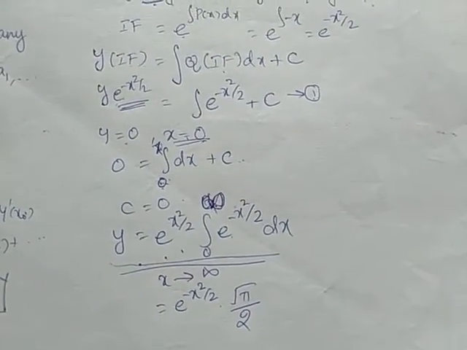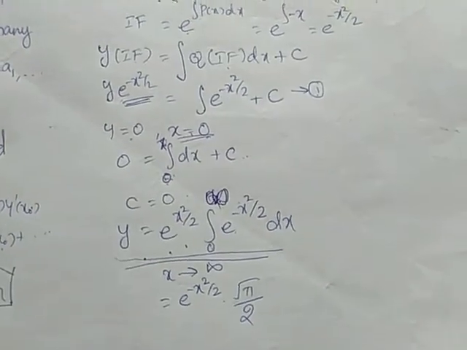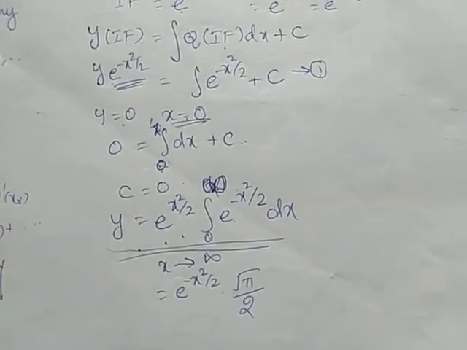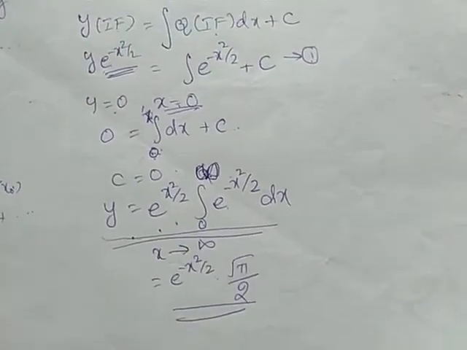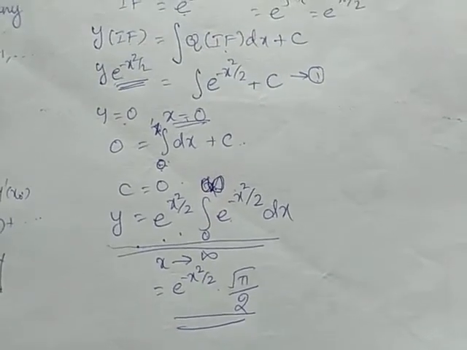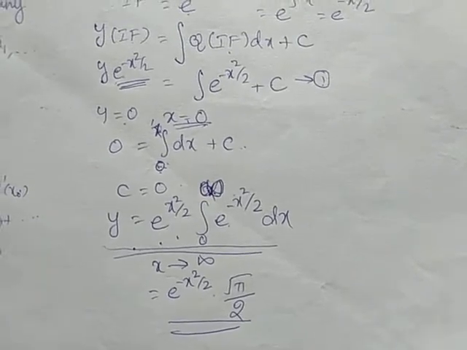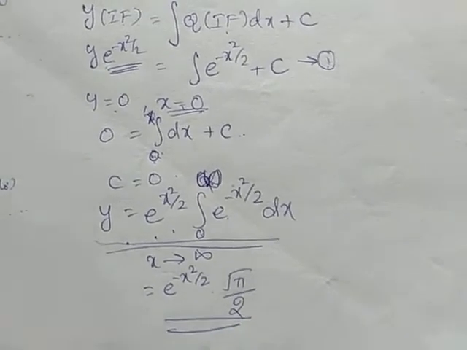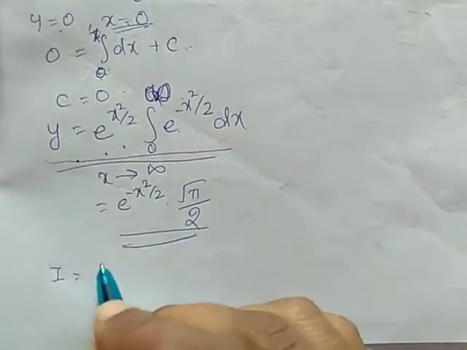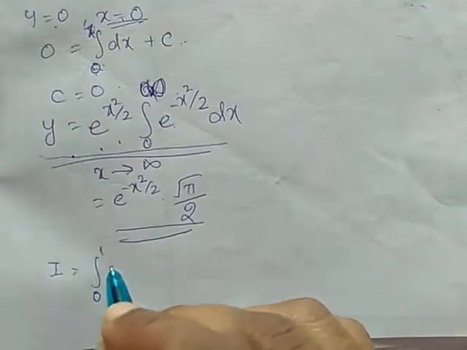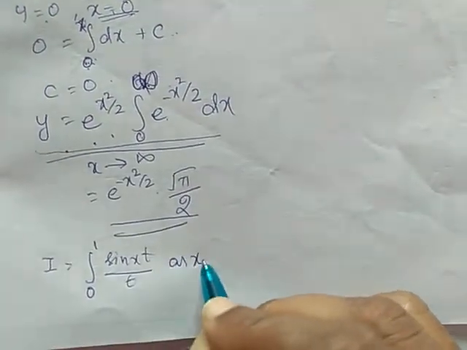So we have noticed that the asymptotic expansion of the integral representation is important because most of the problems are expressed in terms of some special function. Suppose we consider some other integral. For example, consider an integration between 0 to 1 of sin xt by t, as x tends to 0.